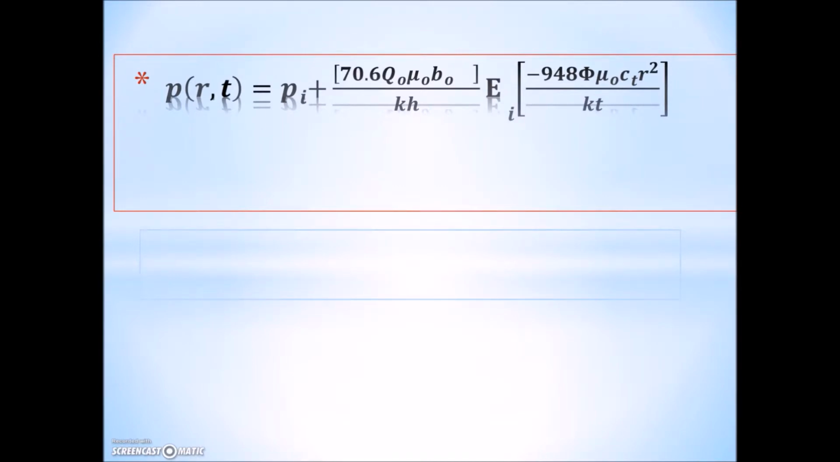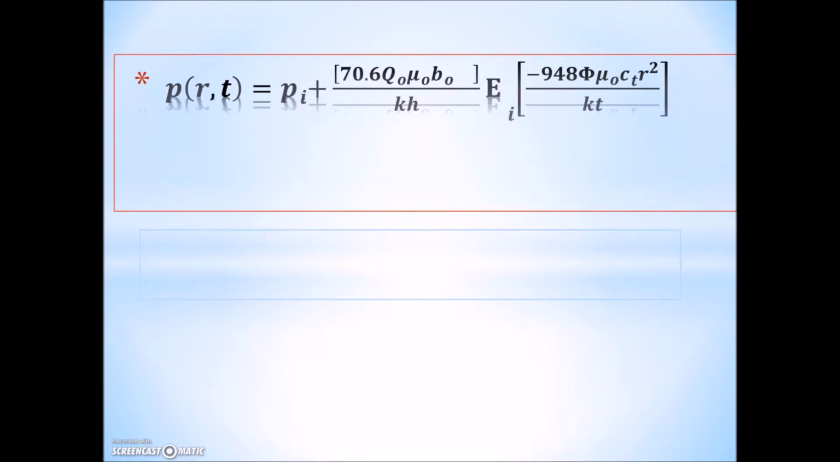So, based on the several assumptions from the previous slides, they came up with a solution which is expressed by this equation, which is P(r,t). In short, they can calculate the pressure at a radius and at a certain time, which means they can calculate the pressure at any point or at any time in the reservoir.